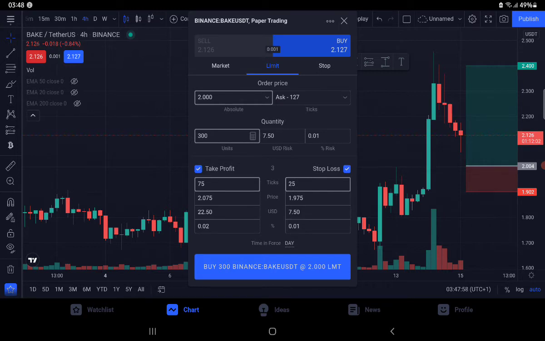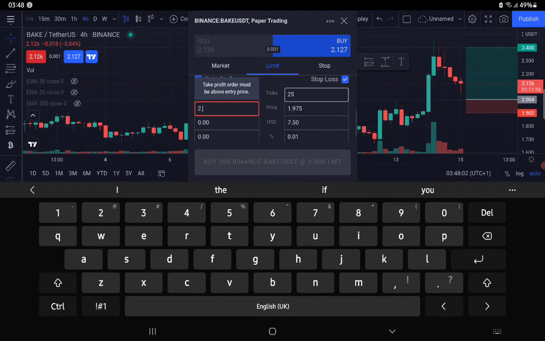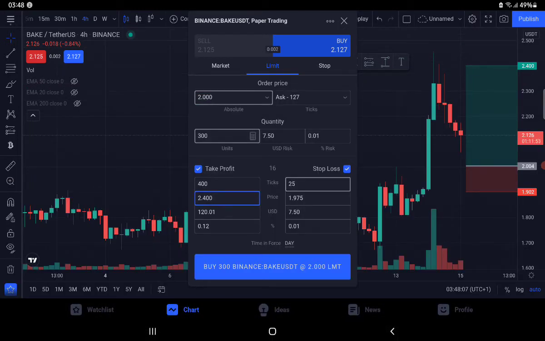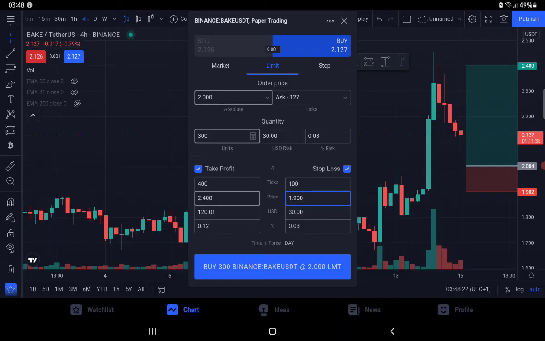Now under take profit, we say our take profit is going to be 2.4. And note, we are buying 300 BIG at $2. That is $600 as capital. And now first take profit is 2.4. Our stop loss is now what? 1.9. You see that is a ratio of 4:1. You get 4:1. So now you can calculate it now.